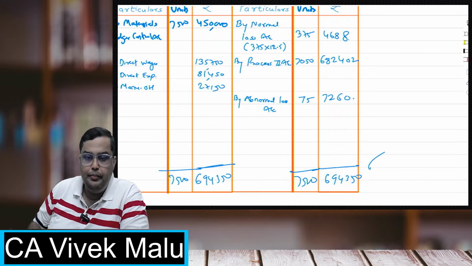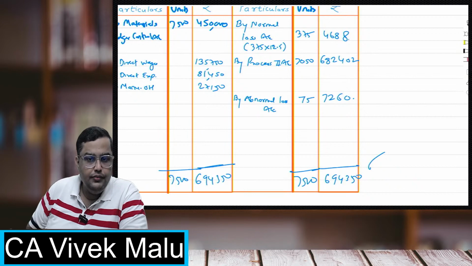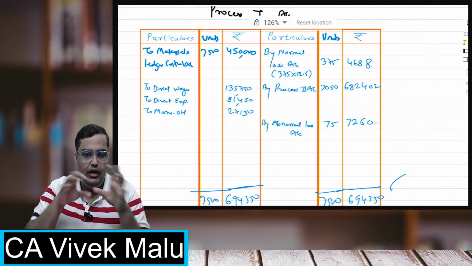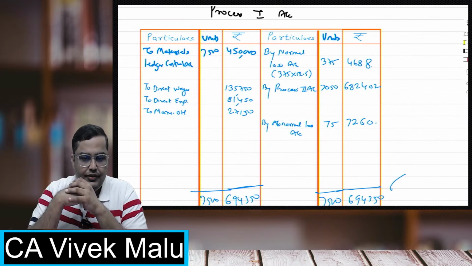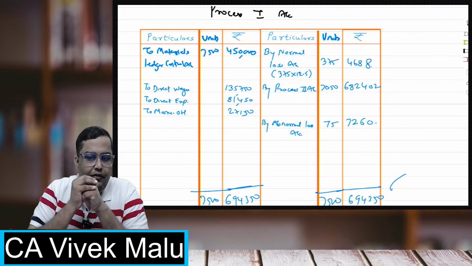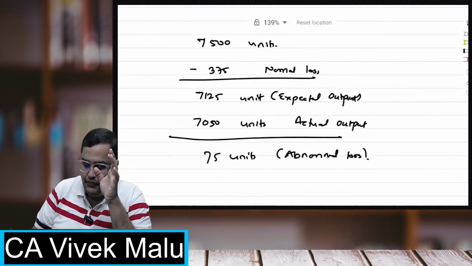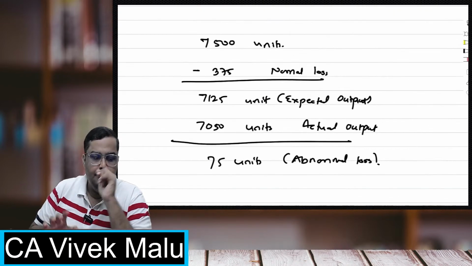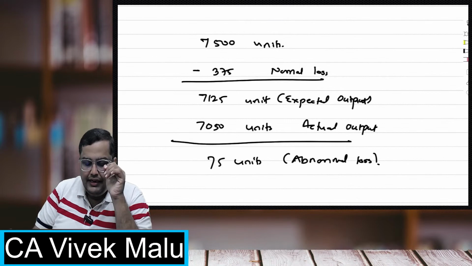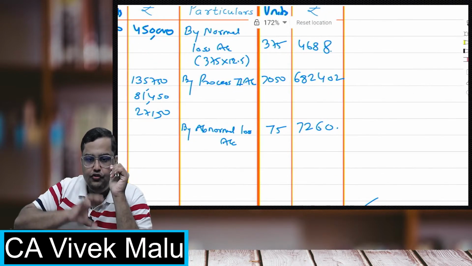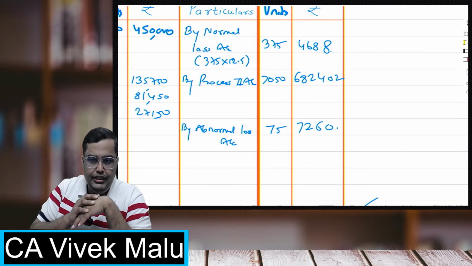Perfect. So it is matching. Have all of you understood how we are doing this? Have you understood the sequence? I first wrote the other things like material, wages, expenses and everything. After that, I analyzed the quantity. I wrote all the quantities like this: by normal loss, by process 2, by abnormal loss.